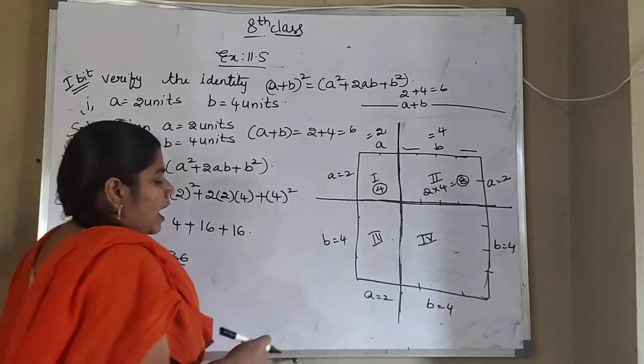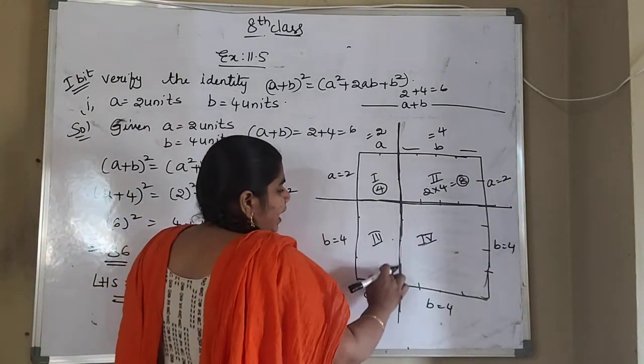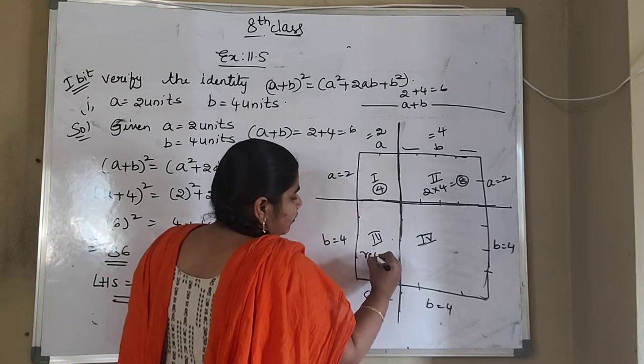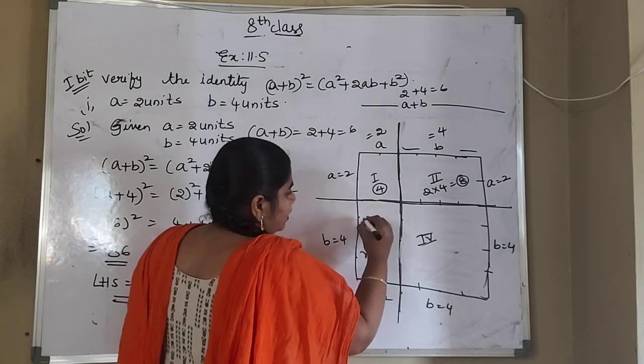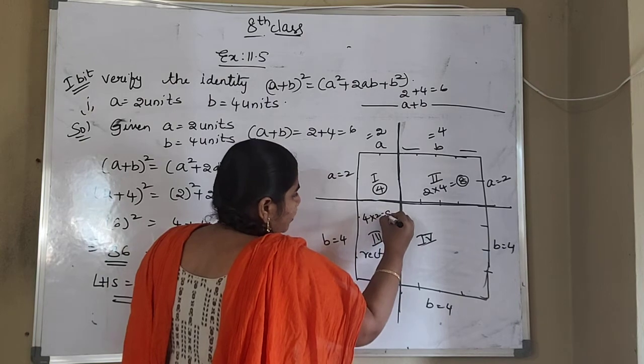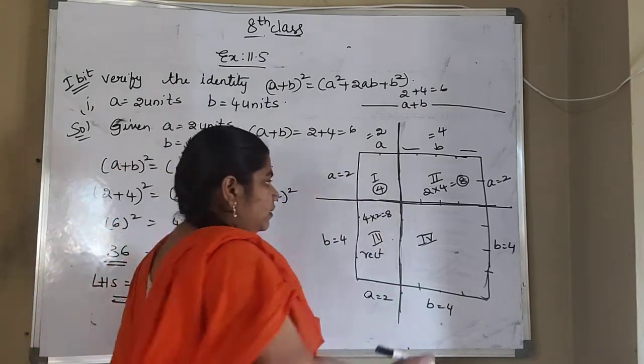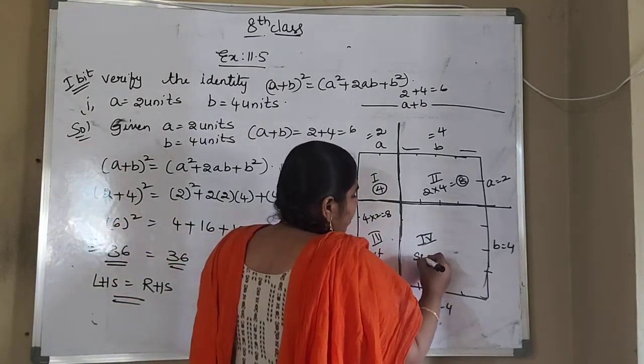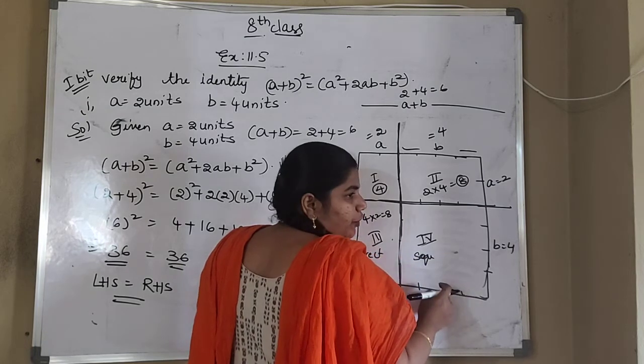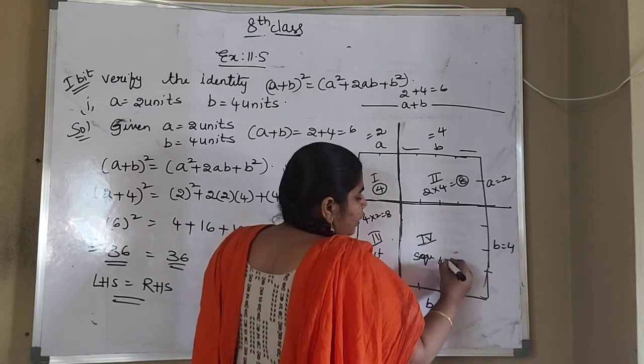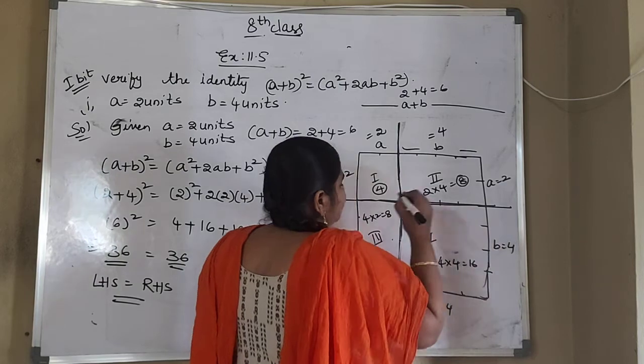Okay, again here, area of a rectangle, this is rectangle figure. So area of a rectangle is 4 into 2, that will be equal to 8. And this is area of a square. Area of a square formula is what? Side into side, that is 4 into 4 will be equal to 16.